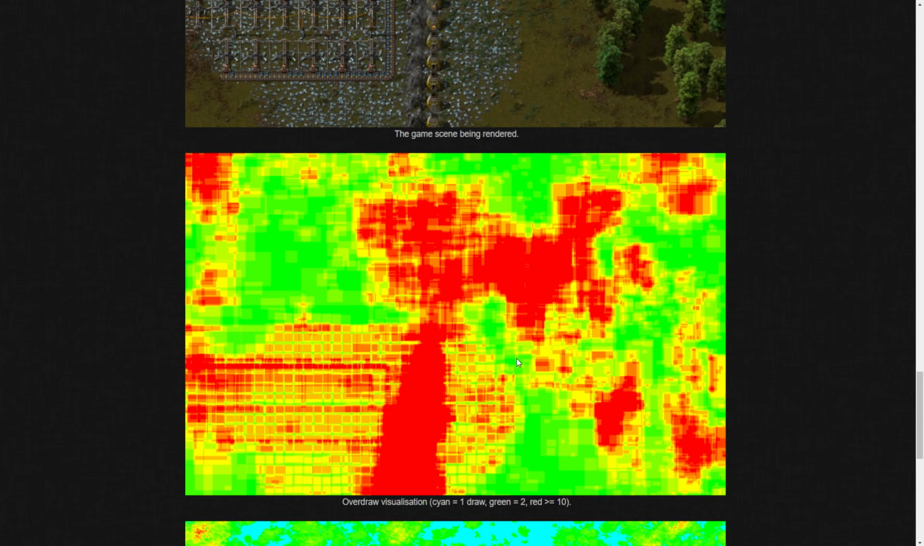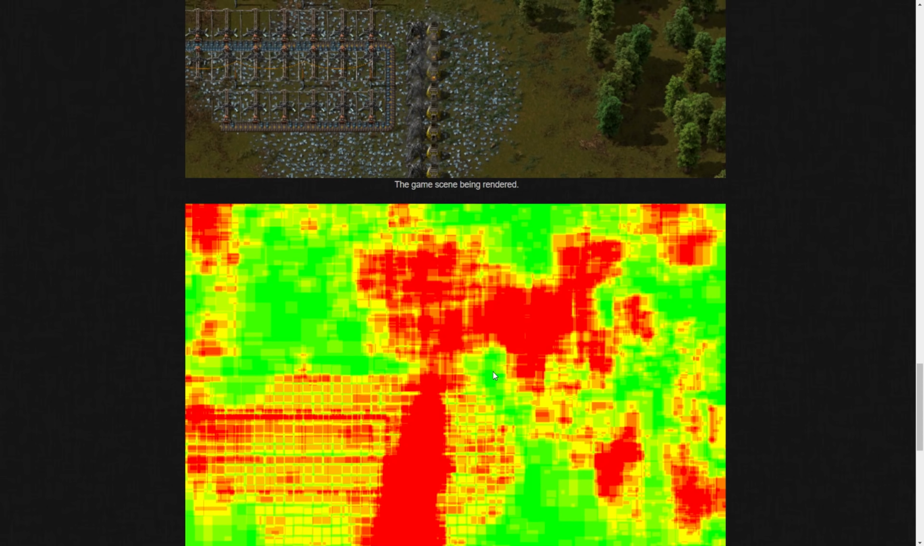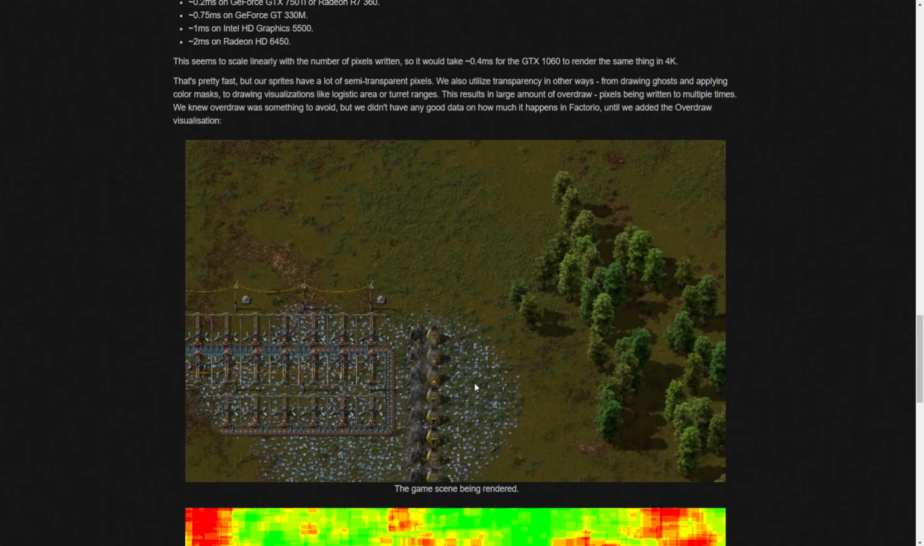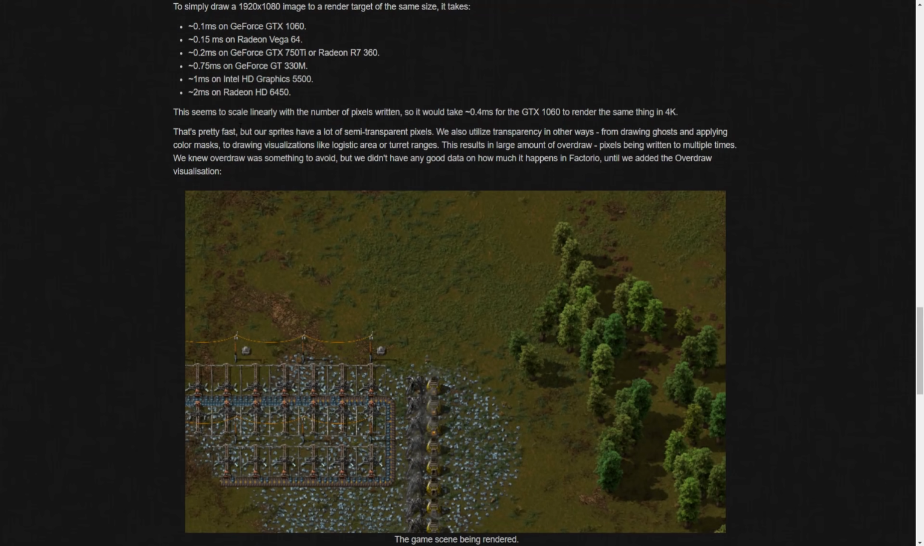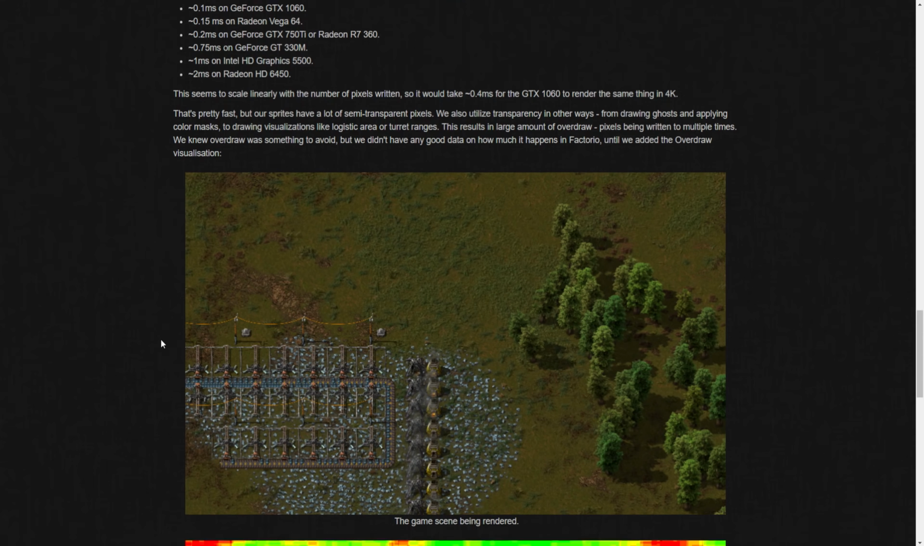Yeah, for sure. Now what's interesting is that when it takes 2 milliseconds for a Radeon HD 6450 to draw that, that's going to jump up to like 10 milliseconds just to draw, because you have so much of it being redrawn all the time. Yeah, definitely.